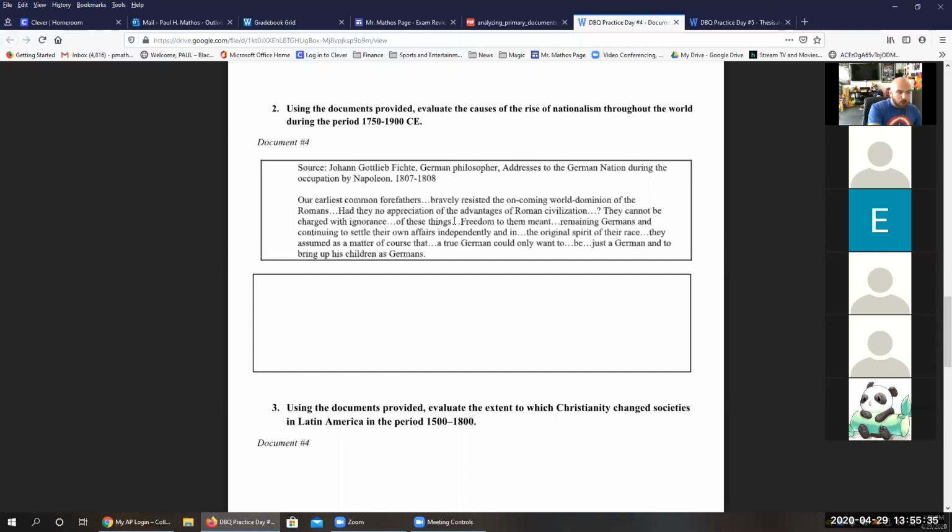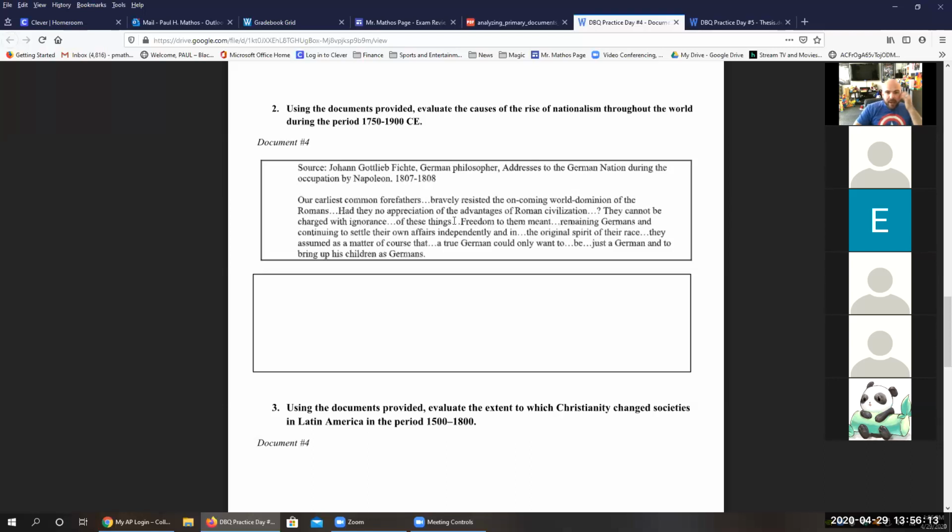I mean, this is definitely one where you could totally use intended audience. Johann Gottlieb Fichte is a German philosopher who addresses the German nation. So he's literally addressing the German nation. And look at when it's happening. Could you say point of view? Because it's like he's giving his point of view on nationalism.